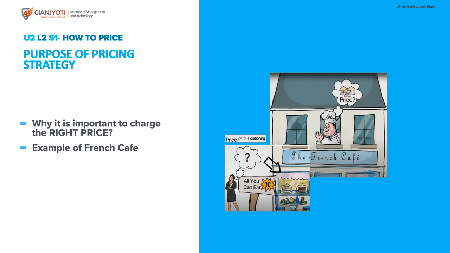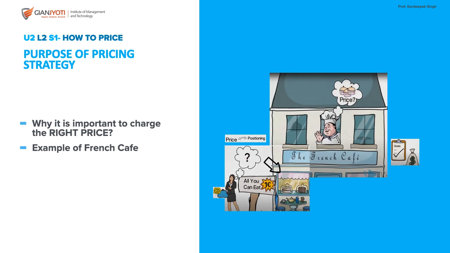So the first is you have to position yourself, where you would like to position your French cafe, and based on that you will come out with a price. The second thing is you need to know the paying capacity of the consumers in that particular market segment that you have identified which you are targeting. And if you remember, your strategy has to be aligned with the price, or your price should be aligned with the strategy framework.